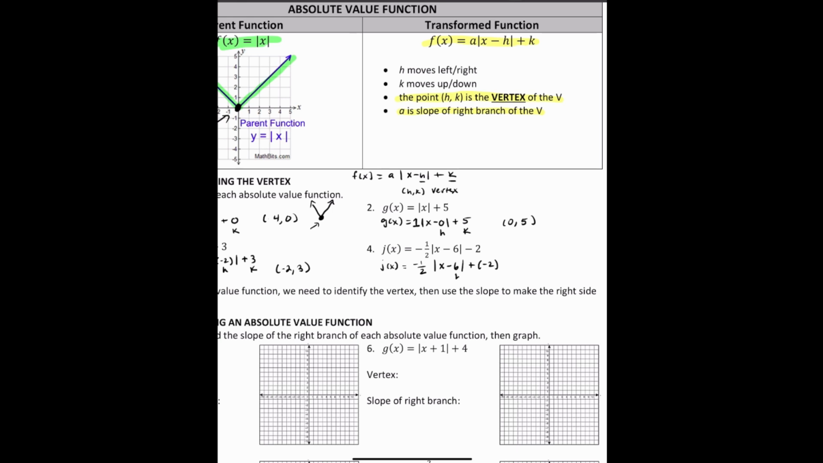All right, so here we go. This is our h, and this is our k. So it's not negative 6 comma negative 2. It's 6 comma negative 2.